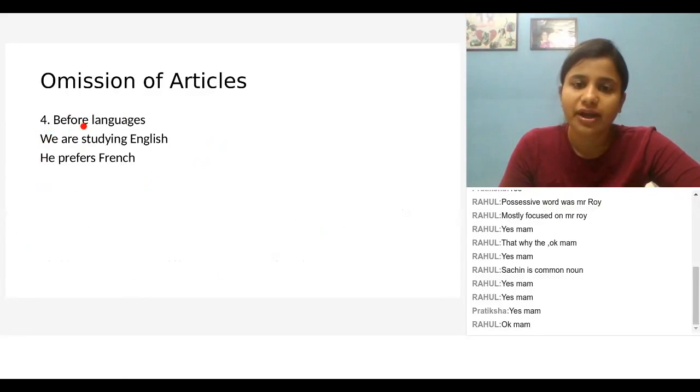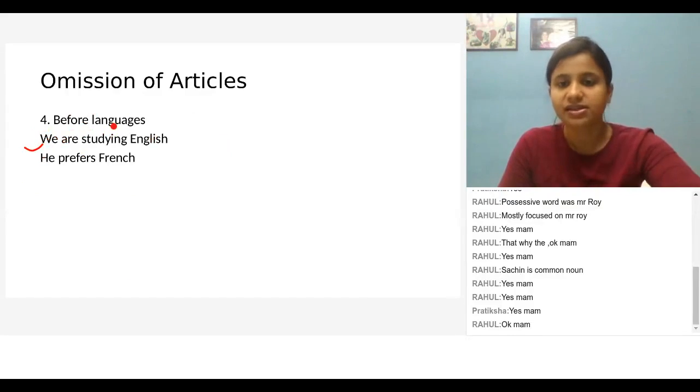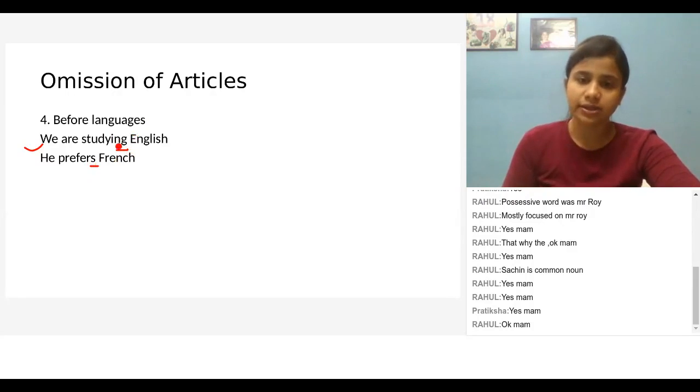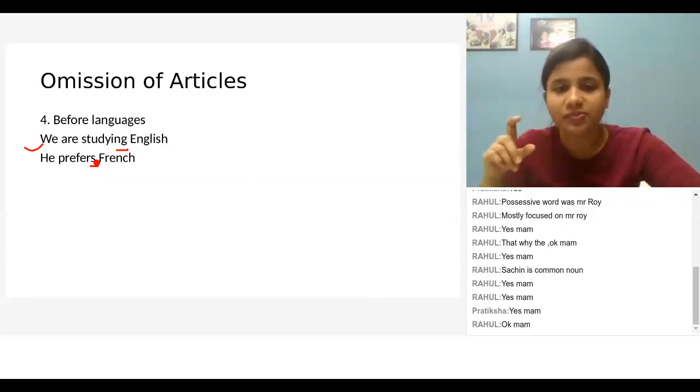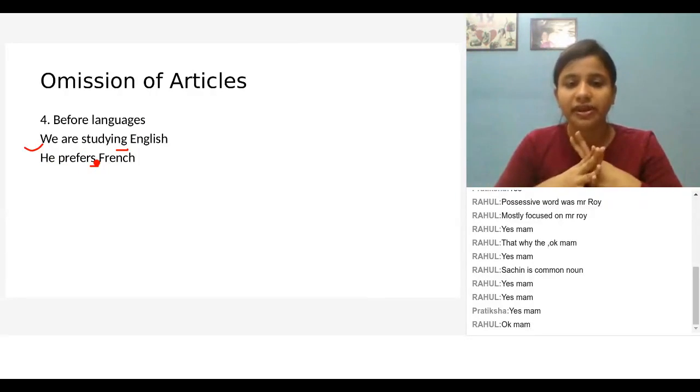Now, omission of articles before languages. We never say we are studying the French. We say we are studying English. He prefers French. There will not be any the before French or English. Now, if I ask you all, what will the sentence mean if I say he prefers the French? Can any of you tell me what this sentence means? He prefers the French.